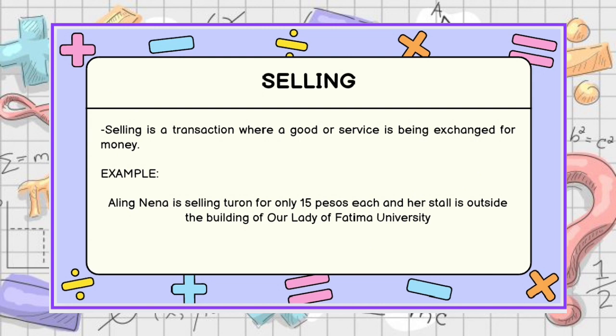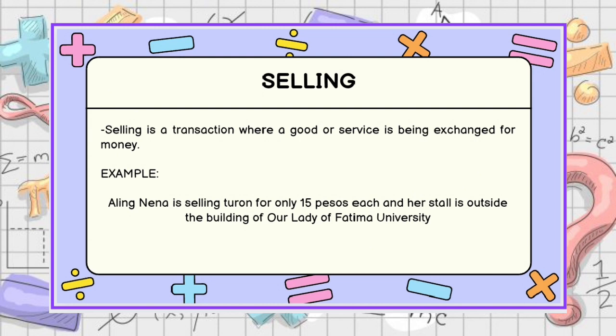At example dito, si Aling Nena is selling turon for only 15 pesos each and her stall is outside the building of Our Lady of Fatima University. The turon she is selling is only for 15 pesos and that is selling because she is selling a good in exchange for money.